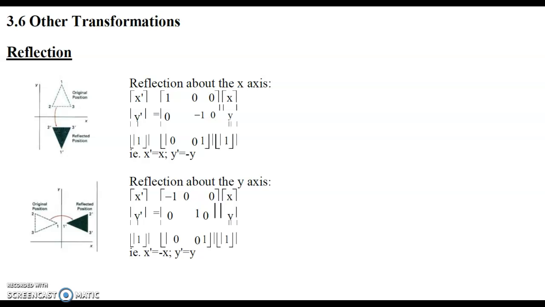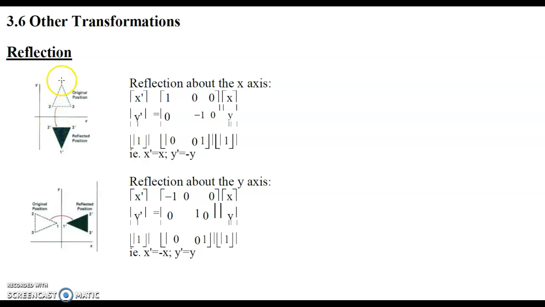So now we'll see what reflection is. As I've already told you, reflection is just producing a mirror image. If you take this triangle 1, 2 and 3, after reflection this becomes 1 dash, 2 dash, 3 dash. So 1 dash, 2 dash, 3 dash is the reflected position of the original position. Reflection has many types actually.